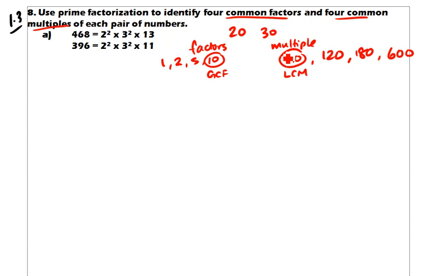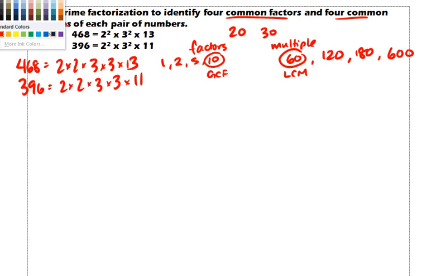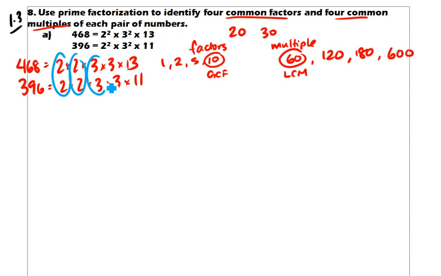We can use this information to help us with this question we have here. 468 will break up into 2 times 2 times 3 times 3 times 13. Whereas 396 breaks up into 2 times 2 times 3 times 3 times 11. As you can see here, we can combine our common factors and note that we have 4 common factors here. We have a 2, a 2, a 3, and a 3. These are common prime factors.